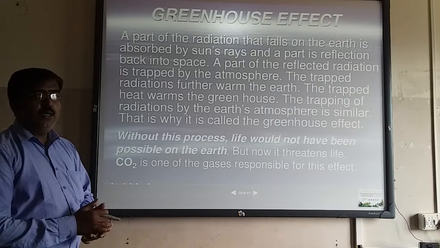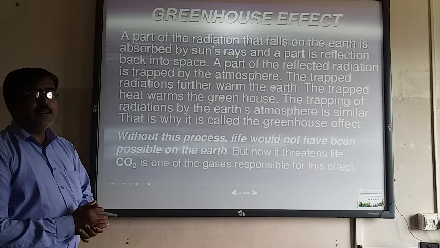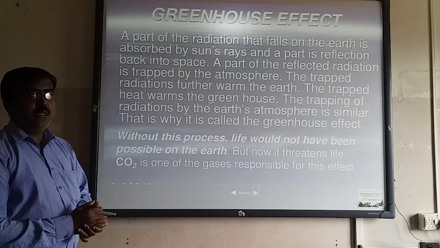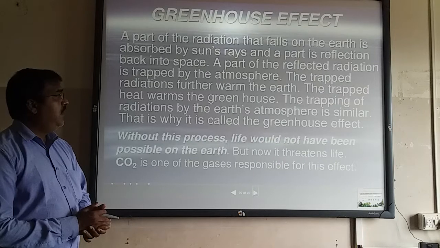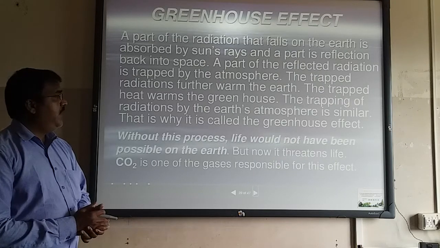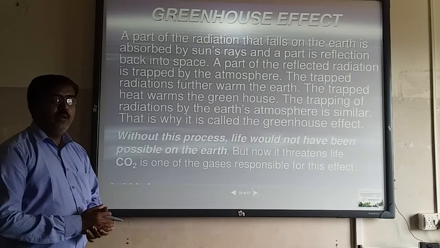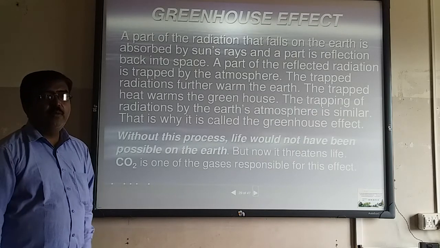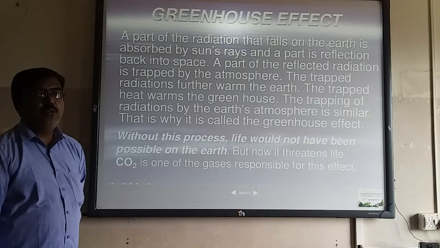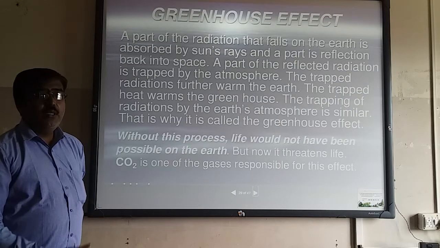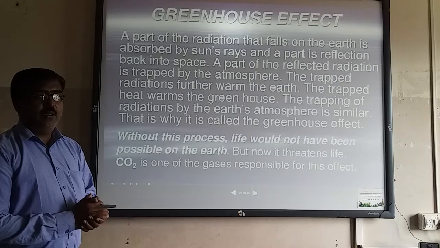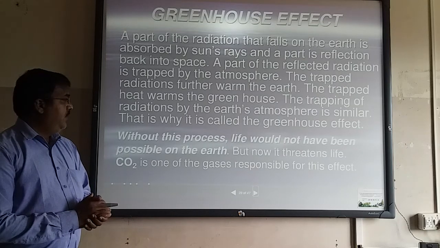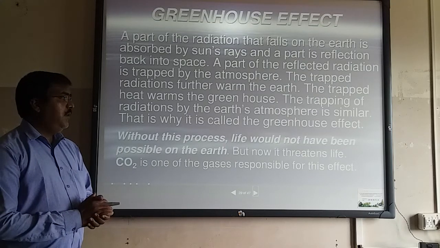Not all the radiation is reflected; some of the reflected rays are absorbed by the earth. Then what happens? There is an increase in temperature. This trapping of radiation in the earth's atmosphere is what we call the greenhouse effect. Some of the radiation, called IR radiation and UV radiation, is also absorbed and trapped by the earth. This is also called the greenhouse effect.